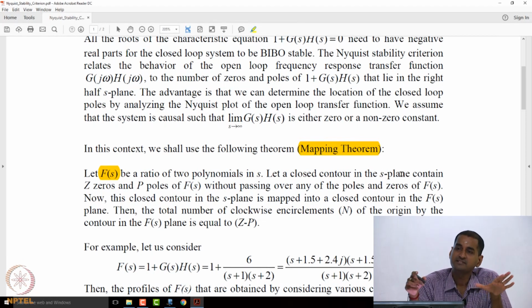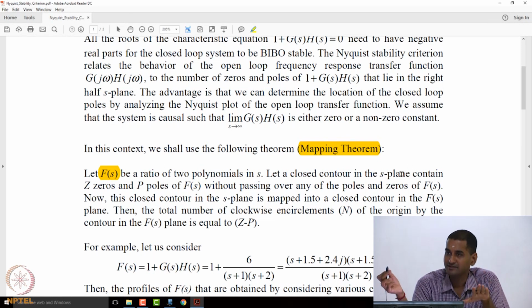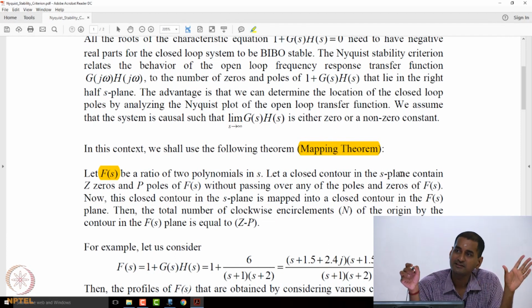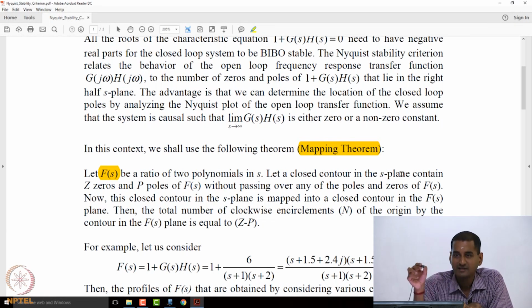this closed contour in the S plane is mapped to a corresponding closed contour in the F(s) plane, because if you have a path in the S plane, obviously we are going to have at each and every point in the contour a particular value of S. That value of S you can substitute in F(s), and obviously you will get a corresponding value in the F(s) plane. So you can map it to the F(s) plane. So once we do that, what is going to happen?